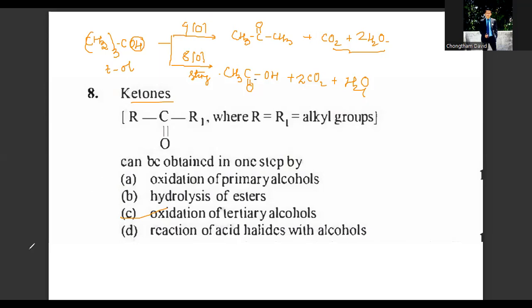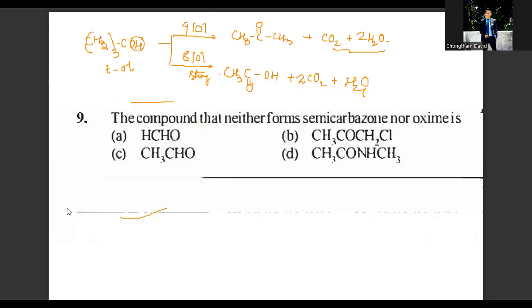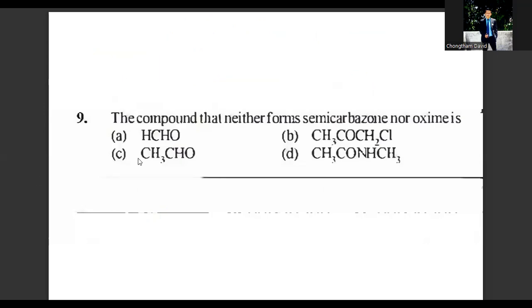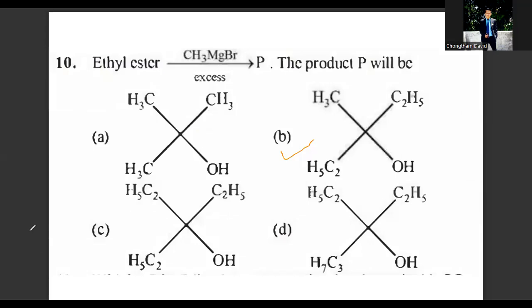Next, question number 9. The compound that neither forms semicarbazone nor oxime is, it will be this amide part. Okay, D. Question number 10. What does it say? Ethyl ester on treatment with excess of Grignard reagent, methyl magnesium bromide, gives P. Identify P. This is your question.